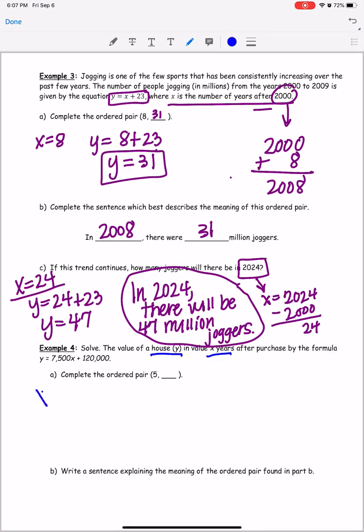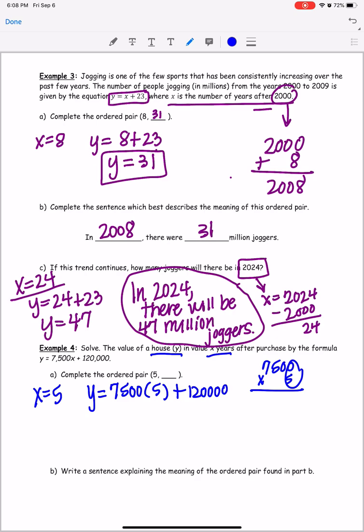So if X is 5, plug that in here. We've got Y equals 7,500 times 5 plus 120,000. Boy, do I wish we had calculators, guys. Let's multiply. 7,500 times 5. 0 times anything is 0. 0 times anything is 0. 5 times 5 is 25. Carry your 2. 7 times 5 is 35. Plus your 2 is 37.